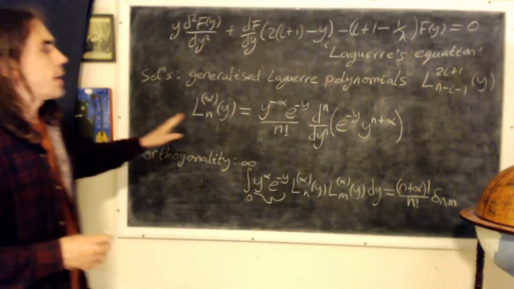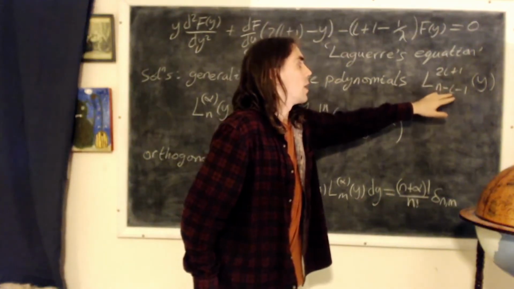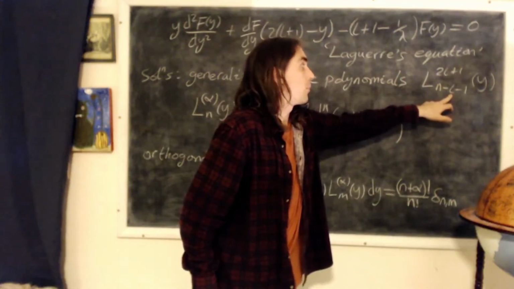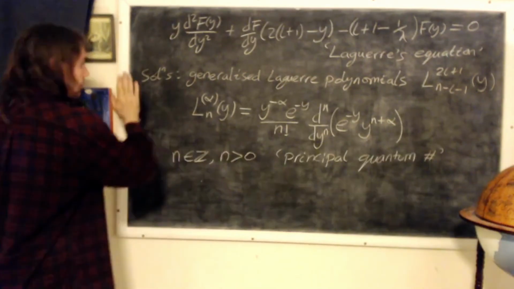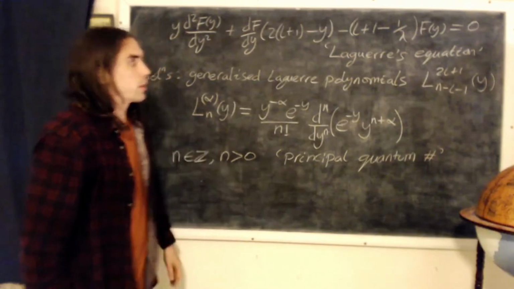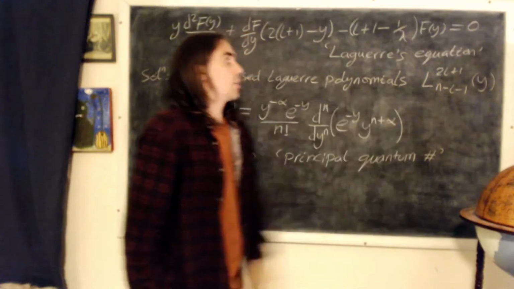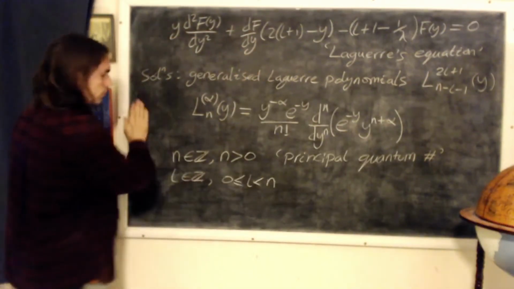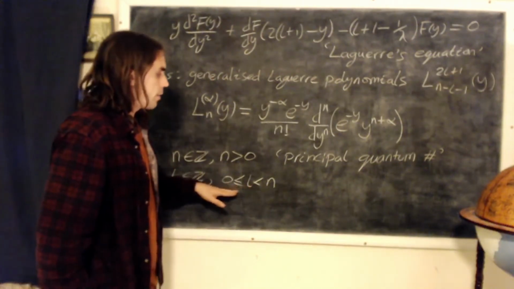So they're labeled by two labels, and in those labels are two quantum numbers. l we've seen before, it's the azimuthal quantum number. n we're seeing for the first time, and it's what's called the principal quantum number. So n is an integer and it's greater than 0. The form of these solutions, the generalized Laguerre polynomials, actually places a limit on l, which we didn't have before, of the following form. So l, again an integer, must be greater than or equal to 0, but it must be less than n.